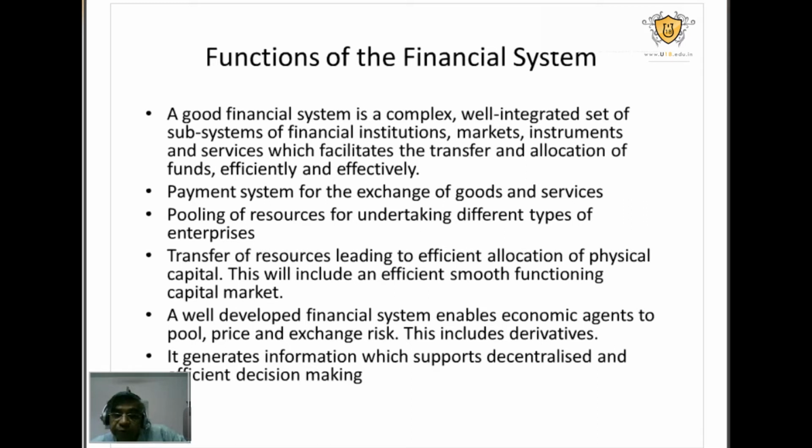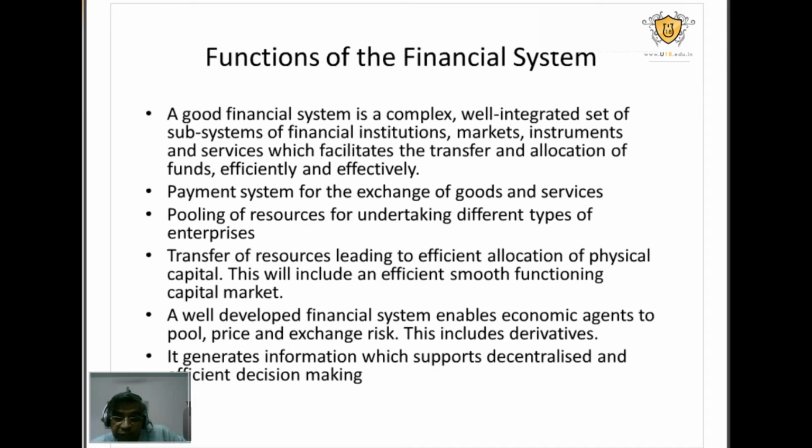And the reason they are operating this is to transfer and allocate funds amongst the players involved, because the financial system has to transfer the funds basically from the savers to the investors. And what are the information mechanisms which help this transfer and allocation process? The more efficient and effective it is, the cheaper it is, the more it can contribute to overall growth.